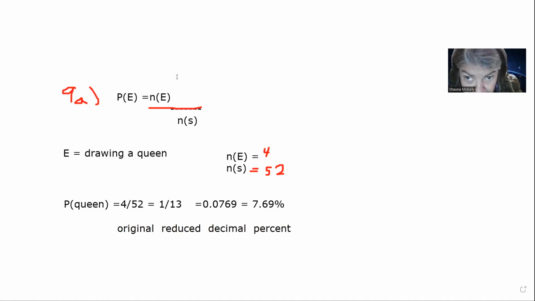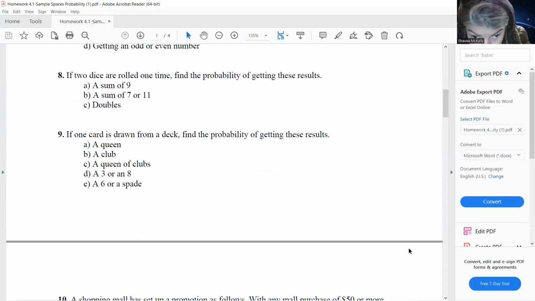Let me show you another one here. Going to go to another one. Let's do 9B, a club. Well, how many clubs are there, and how many are in the sample space? So let's look at it.